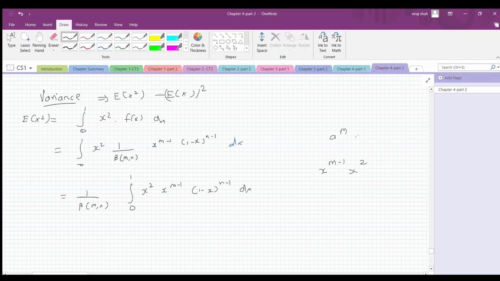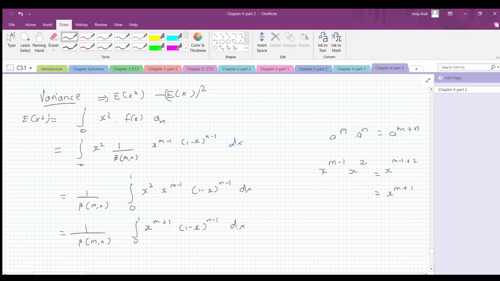a raised to m into a raised to n is nothing but a raised to m plus n, which is nothing but x raised to m minus 1 plus 2, right? m plus n, okay? It would be nothing but x raised to m plus 1. Minus 1 plus 2 is plus 1. So now I can write this as x raised to m plus n. So writing in the next step, x raised to m plus 1, 1 minus x raised to n minus 1 dx.